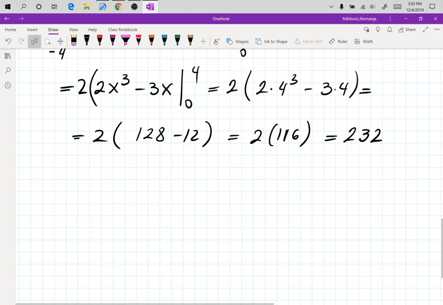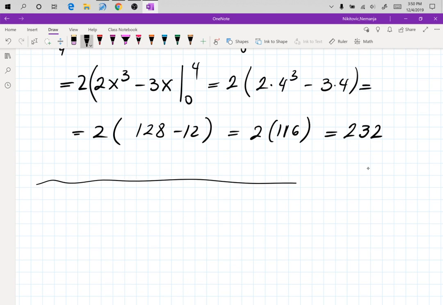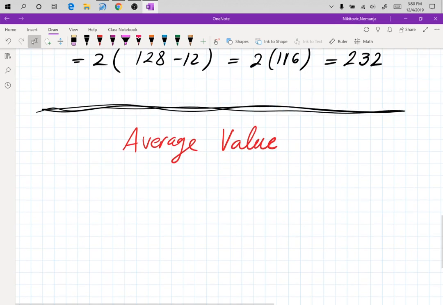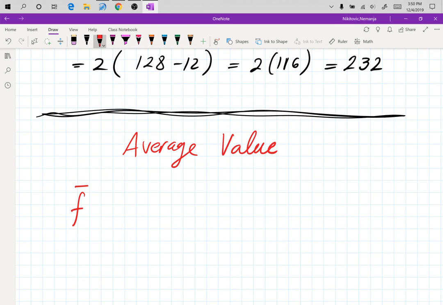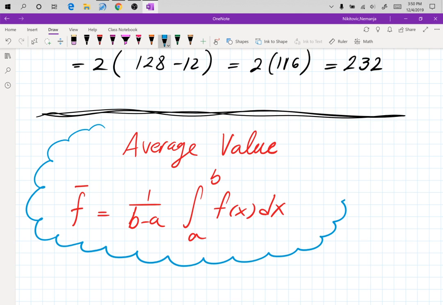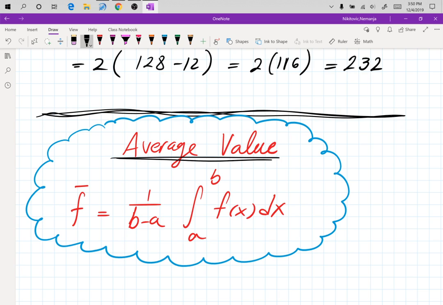And the third formula that we are going to have here is called the average value. Now, this is useful. The average value of a function is calculated as 1 over b minus a times the integral from a to b of f of x dx. All right, this is your average value formula.